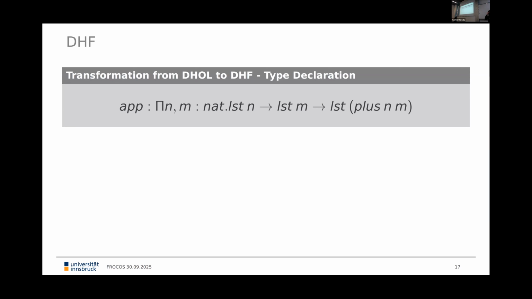To illustrate this, I have here a very small example where we do a step-by-step transformation of a TPTP statement into DHF. This is just something you have seen on the slides previously. This is the definition of append. We have two natural numbers, n and m. We take the list of length n and the list of length m, and we get the list of length n plus m. The first thing is obviously the declaration of this append, but that doesn't really change.